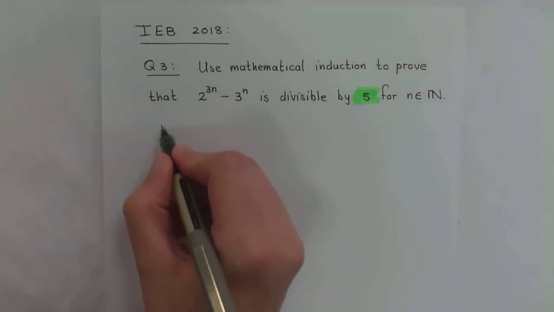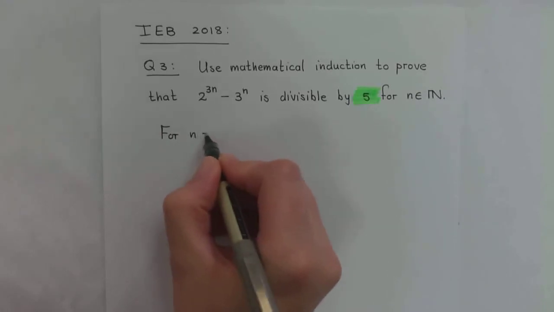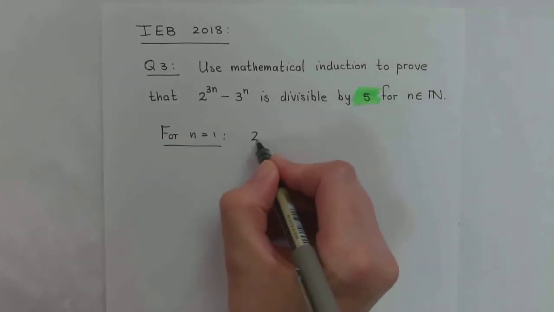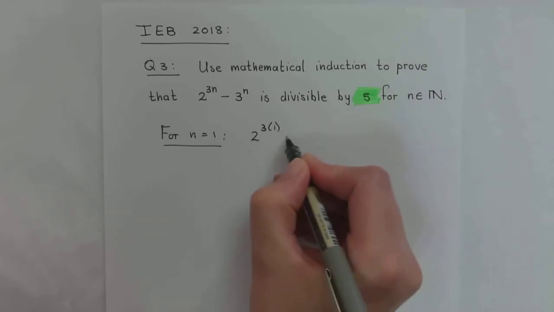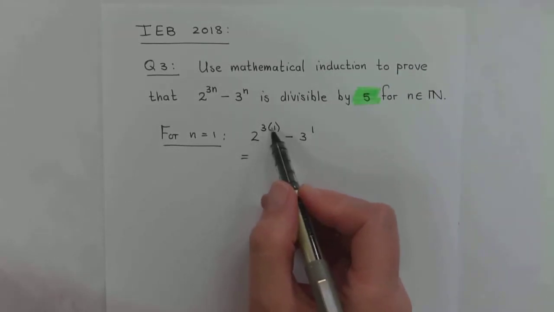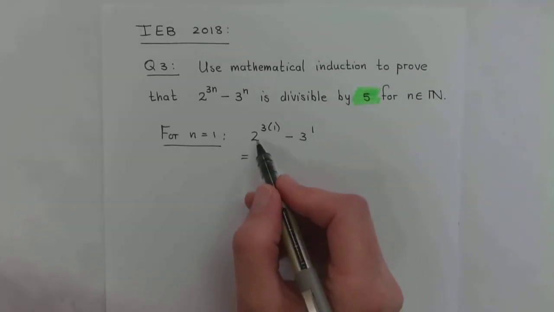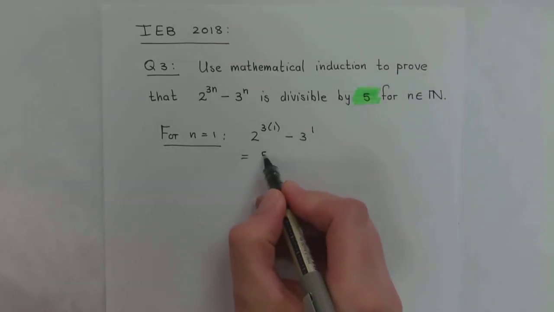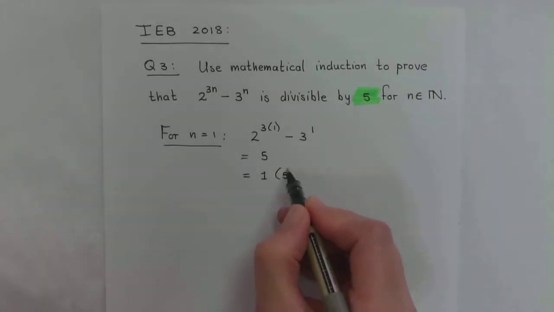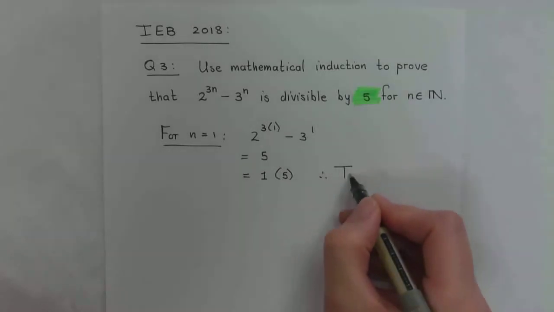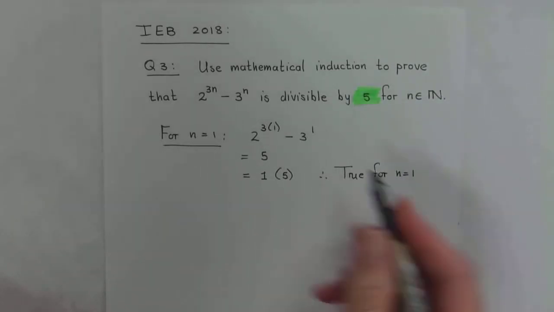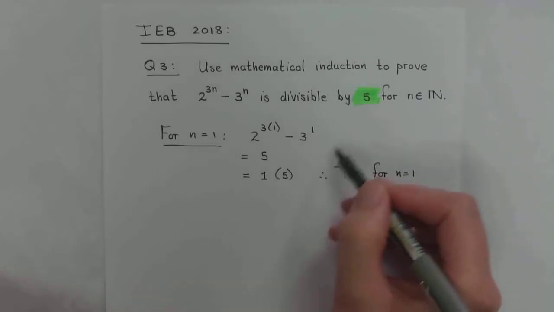So first step, for n equal to 1. And I just use this expression and I substitute 1 in there. And I simplify. 2 to the power of 3 times 1, which is 2 to the power of 3, is 8. And 8 minus 3 is 5. And the nice thing is we're just going to write it as 1 times 5. Which means it's true for n equal to 1, because 5 is a common factor, which means it's divisible by 5.